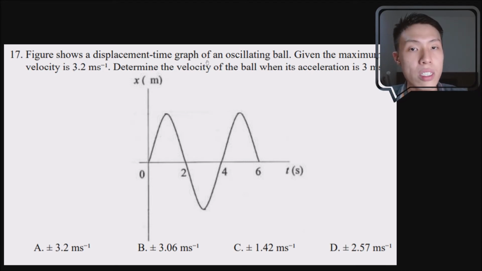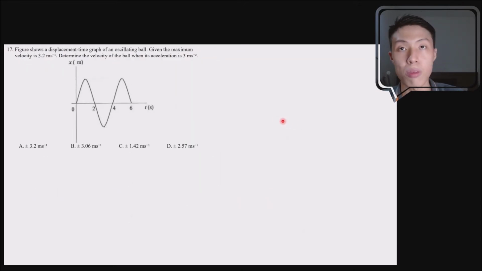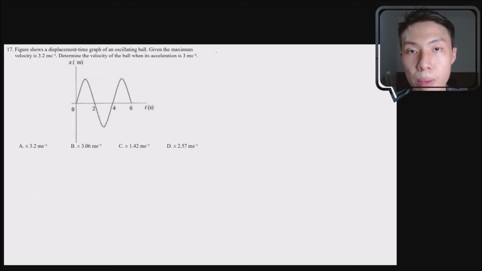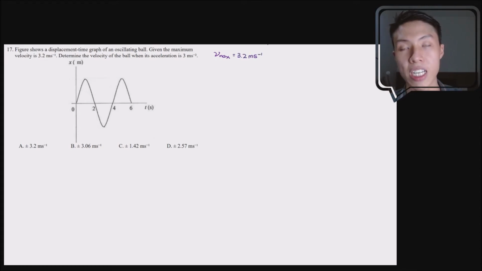Now they ask, what is the velocity of the ball when the acceleration is 3 meter per second square? You are given this graph here showing that this ball starts from the equilibrium position, then moves up, down, something like this. Let's try to extract all the information that we have from the question and from the diagram, the graph being given over here. For this question, you can see that the maximum velocity is 3.2 meter per second. That is the maximum velocity you can achieve in this simple harmonic motion.